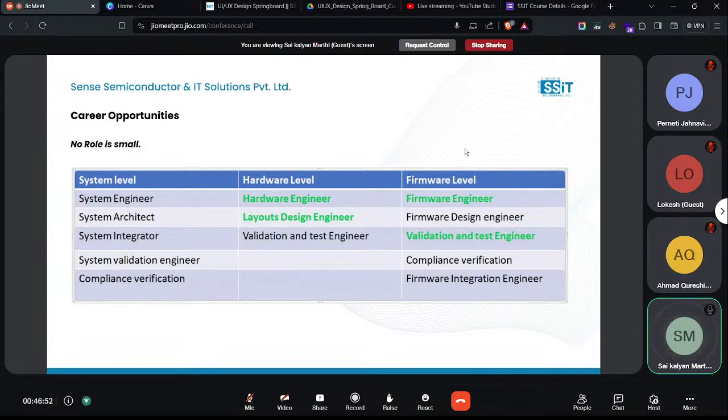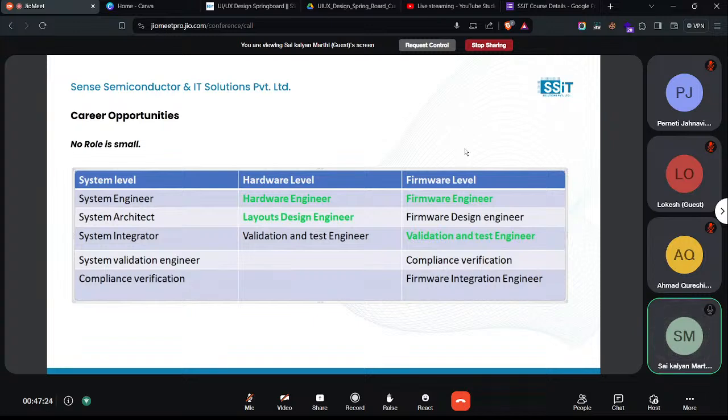System validation engineer, with compliance verification. What is compliance verification? You can see it everywhere. If you go to a market and purchase something, there will be an ISO mark, ISO 9001 certified or something. So what is that? It is a certificate given by the International Organization for Standardization to a particular product, that this product is valid and has some compliance with the standards we put. So to verify that compliance, there is a job.